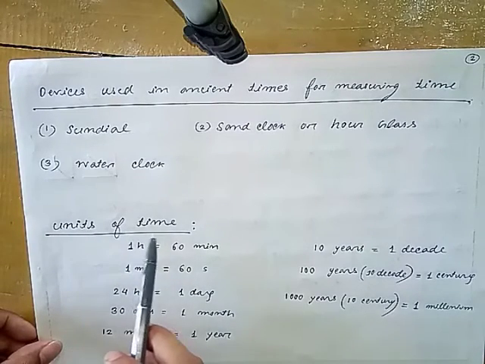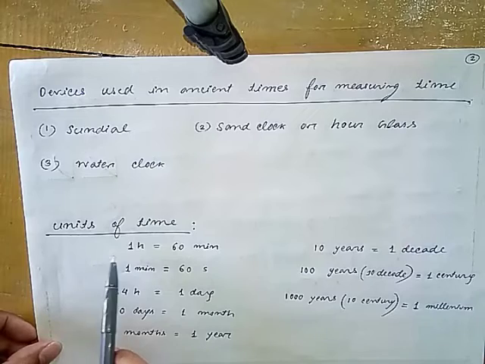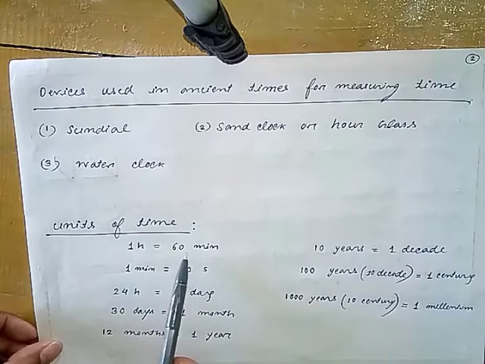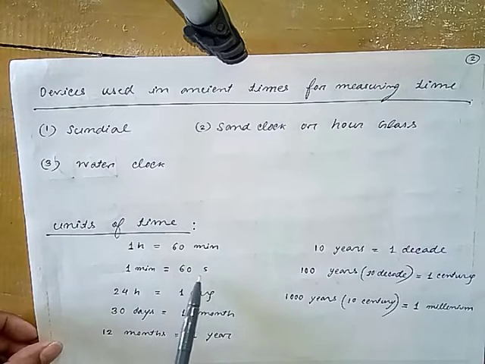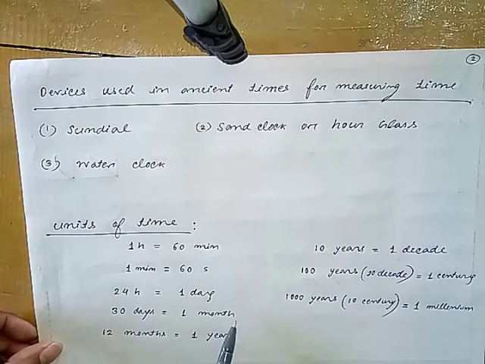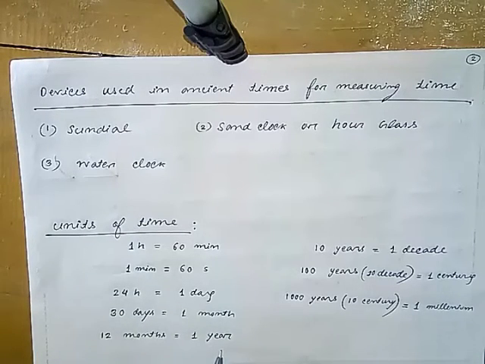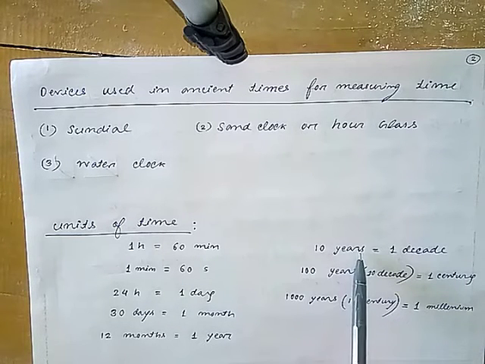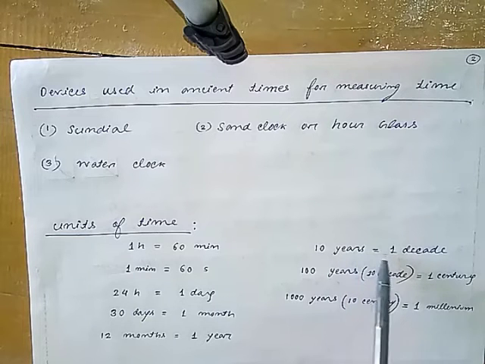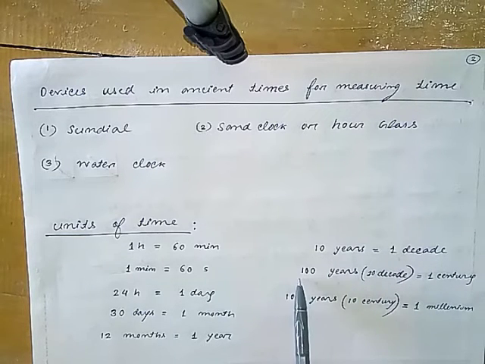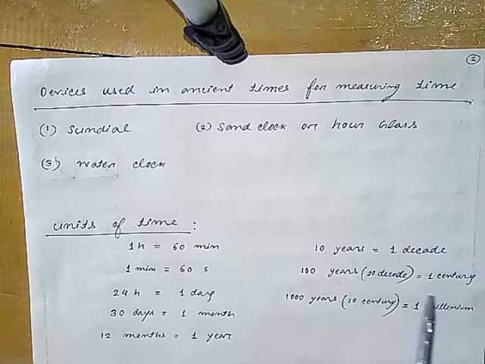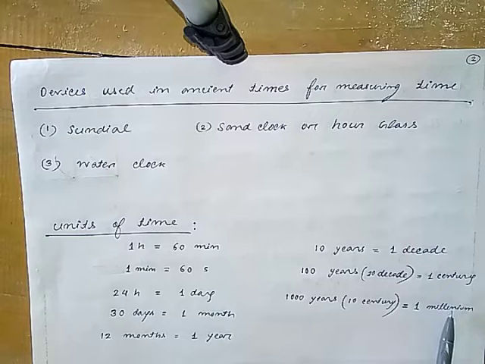Then the units of time. I think you know about the units of time. 1 hour equals 60 minutes, 1 minute equals 60 seconds, 24 hours is 1 day, 30 days means 1 month, and 12 months means 1 year. They are very simple. And you have to know this: 10 years is said to be one decade, 100 years is said to be one century, and 1000 years is called one millennium.